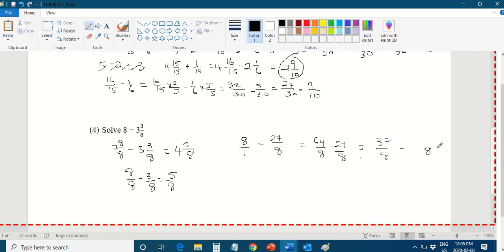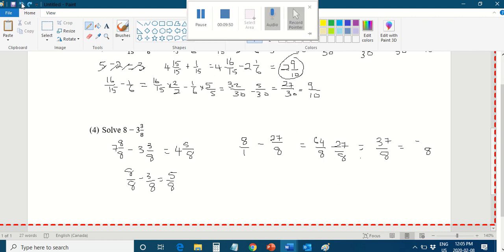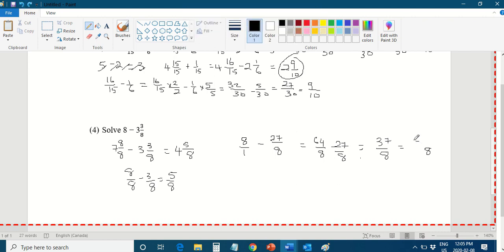And putting this into a mixed fraction, how many 8s can go into 37? It's 8 times 4 actually, since 8 times 5 would be 40. So 8 times 4 will give us 32 and 5 over 8, because 32 and 5 make 37. So the remainder is 5. Same result either way we do it.